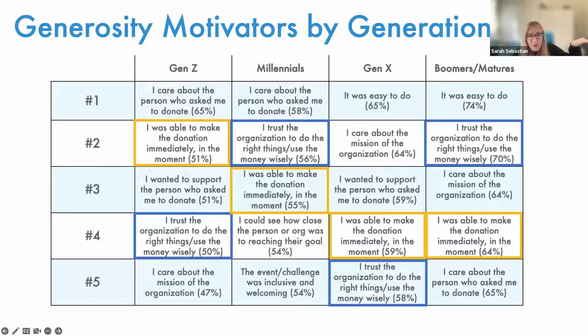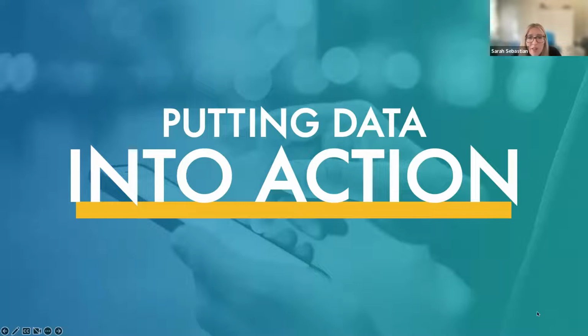And broken out by generation here, you can see some similarities highlighted. Every generation indicated trust and immediacy as one of their top 5 generosity motivators. Ease, mission, and impact are sprinkled throughout as well. And you can see that personal connection makes an appearance at the top of the chart here for Gen Z and millennials. So these events and social giving opportunities are really great for them to get that personal connection that they're craving. So what do you do with all of that?